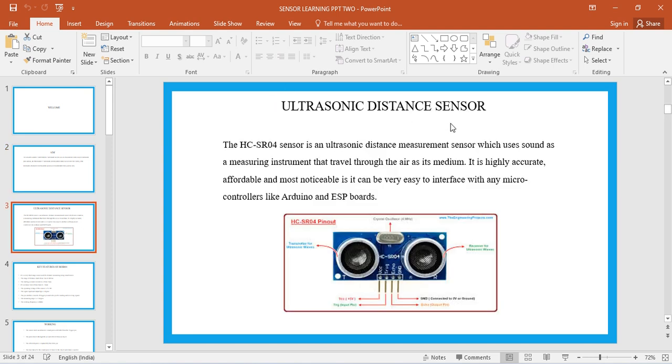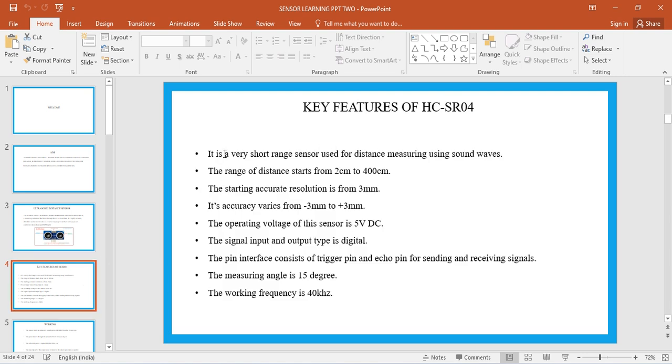First we are going to see the ultrasonic distance sensor. It has another name, HC-SR04. It can measure the distance using sound waves, which travel through the air medium. It is highly accurate, affordable, and easy to interface with microcontroller boards like Arduino and ESP boards. It is a short range sensor that uses sound to measure the distance. The range starts from 2 cm and goes up to 400 cm.